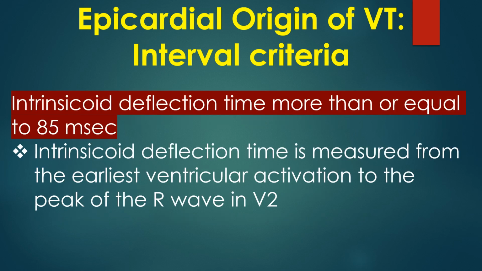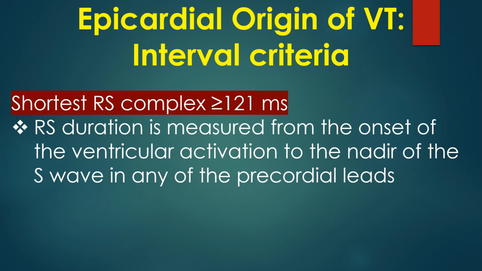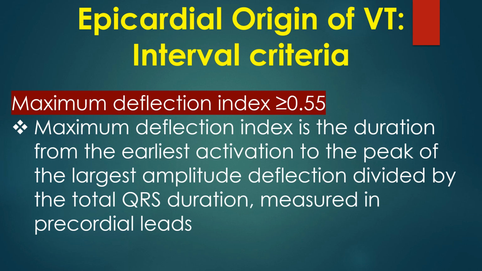Intrinsic heart deflection time is measured from the earliest ventricular activation to the peak of the R wave in V2. RS complex duration is measured from the onset of ventricular activation to the nadir of the S wave in any of the precordial leads. Maximum deflection index is the duration from the earliest activation to the peak of the largest amplitude deflection divided by the total QRS duration measured in precordial leads.